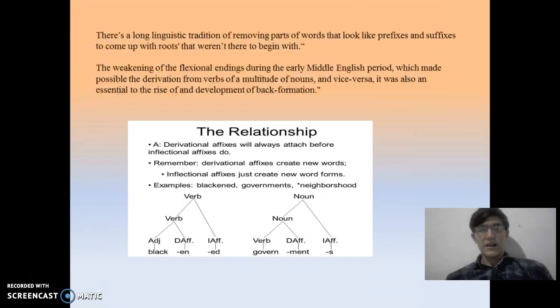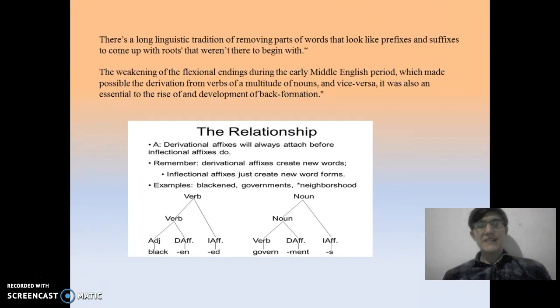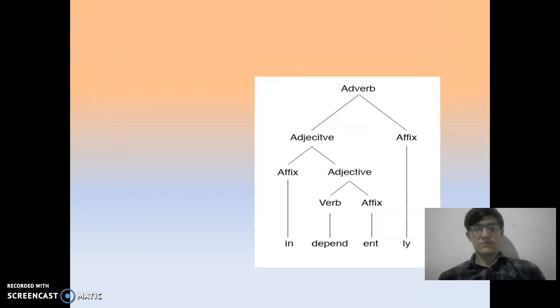Well, and so we can say that there is a long linguistic tradition of removing parts of words that look like prefixes and suffixes to come out with roots that weren't there to begin with. The weakening of the inflectional ending during the early Middle English period, which made possible the derivation from verbs of a multitude of nouns and vice versa, was also essential to the rise and development of back formation.